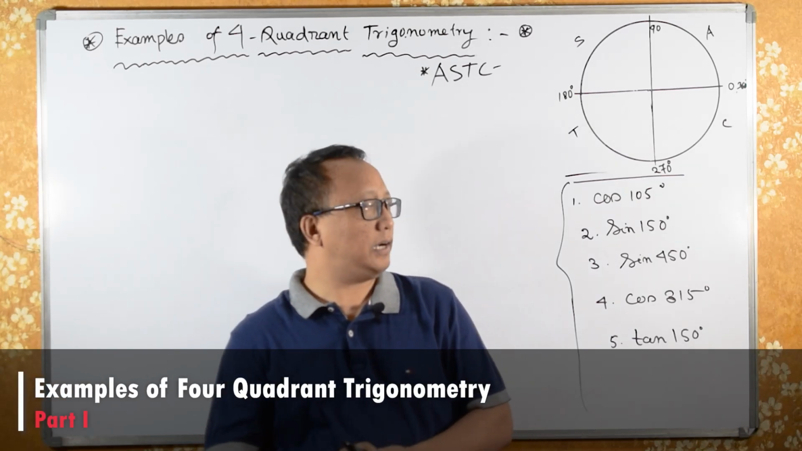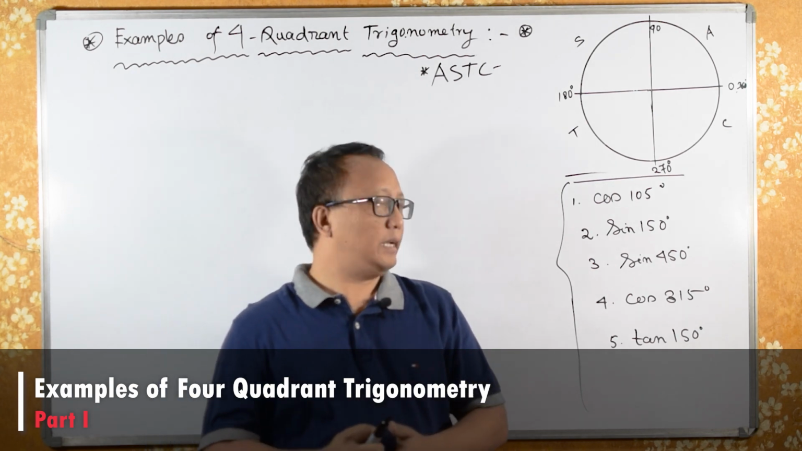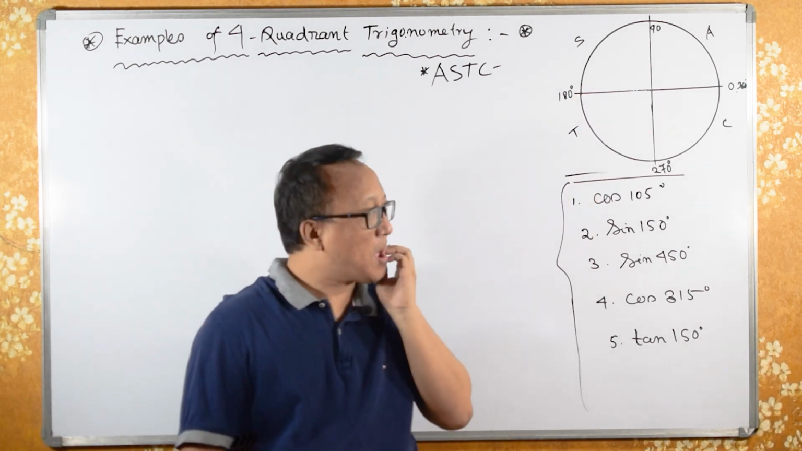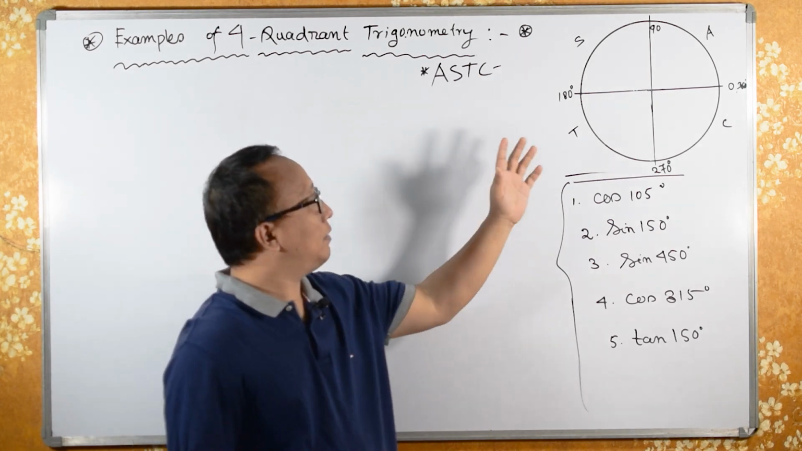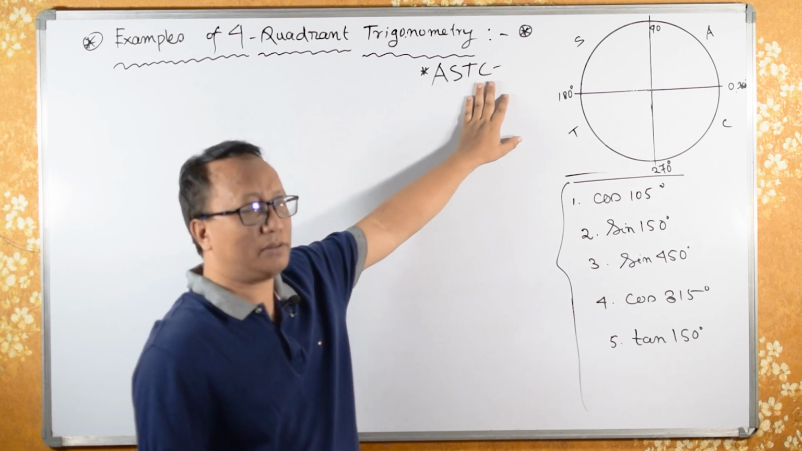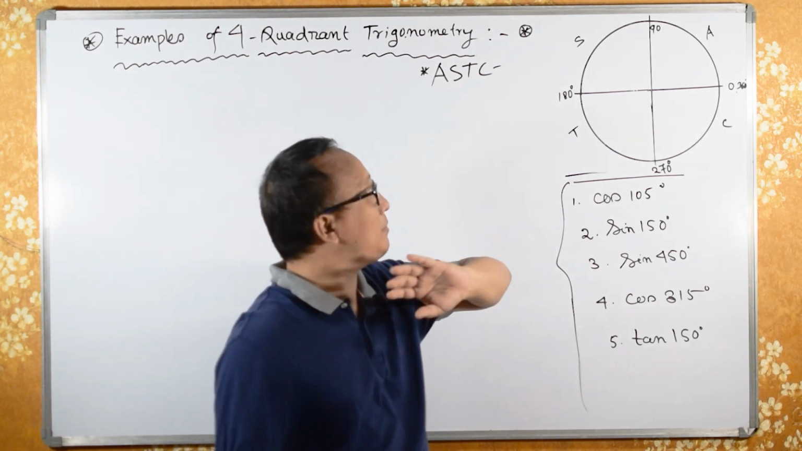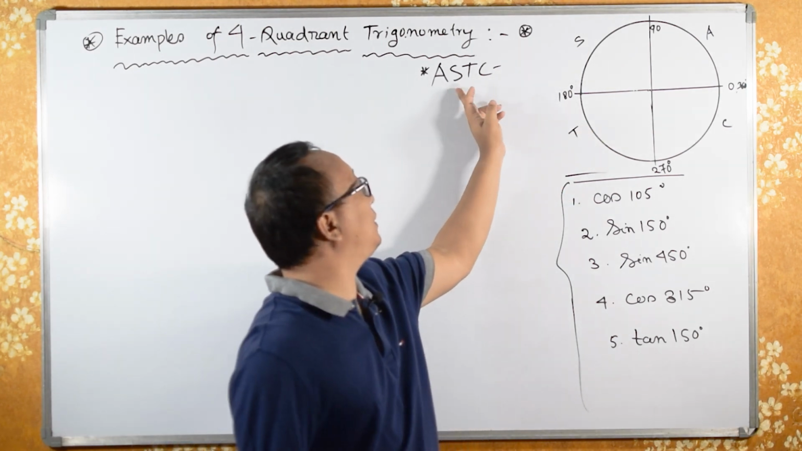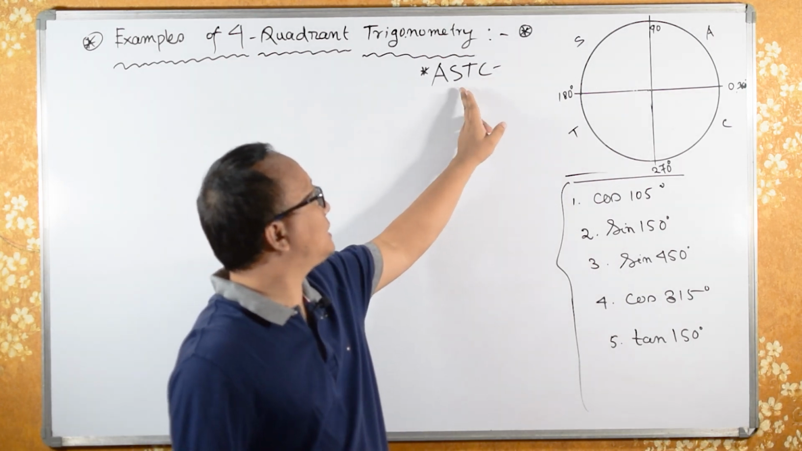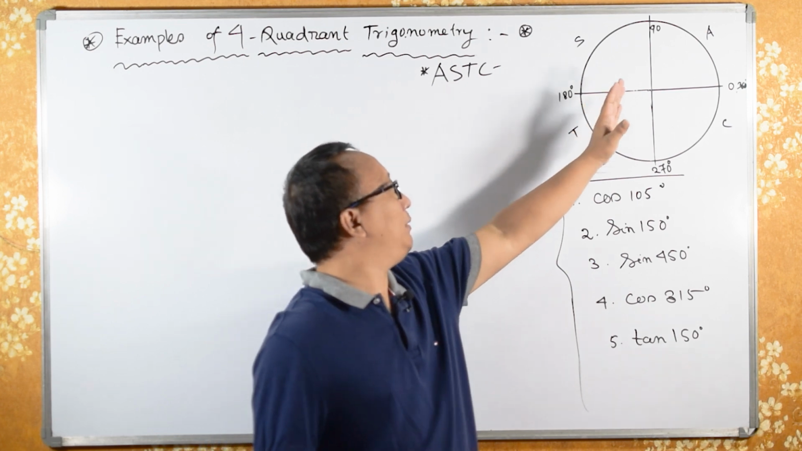Today I will solve a few sums regarding examples of four quadrant trigonometric formulas. Basically, you have to understand what the ASTC rule is. It means, in order to remember, you can say After School Take Coffee, or you can say All Students Take Calculus.